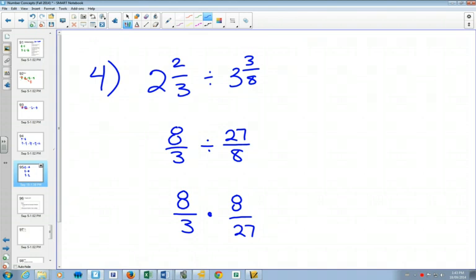So now we have to multiply the tops by the tops and the bottoms by the bottoms. What is 8 times 8? 64. 3 27s, 81. Excellent.